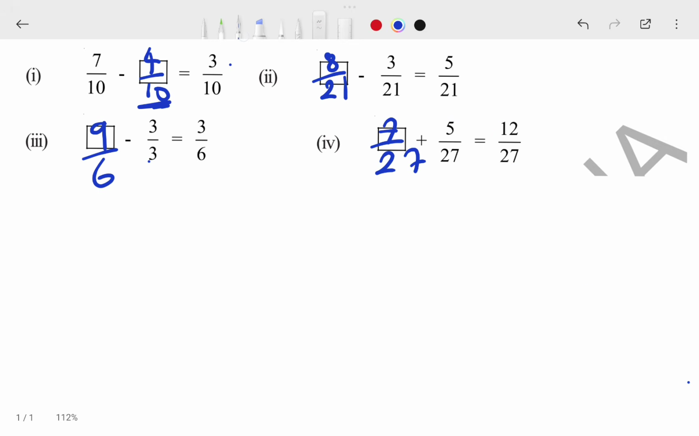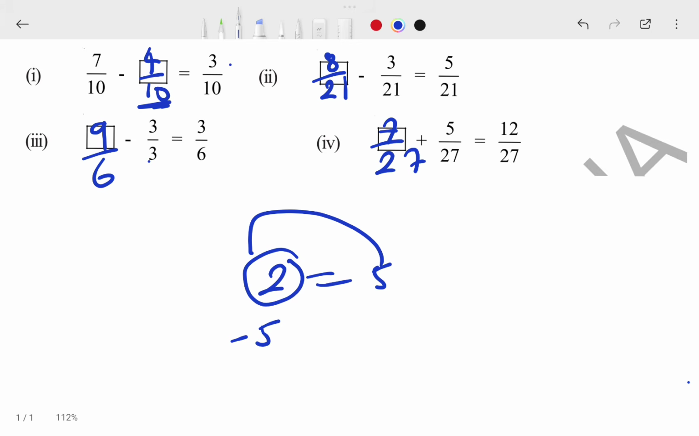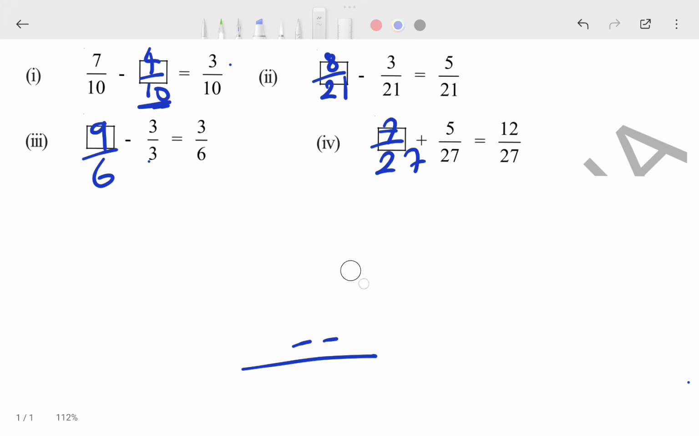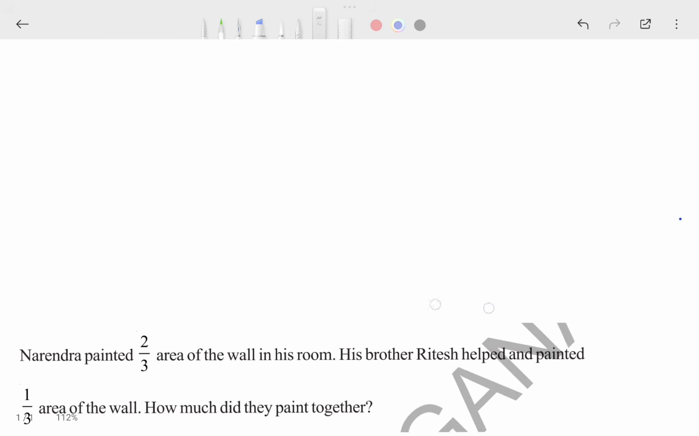Now always remember, like this is 2 and this is 5. If this 5 wants to come to the place of 2, its sign will change. It is positive, it will become negative. This 2 is there now. If 2 wants to go to the place of 5, that sign will also change. It also becomes minus 2. Simply, in this case only the sign will change, nothing else will happen.